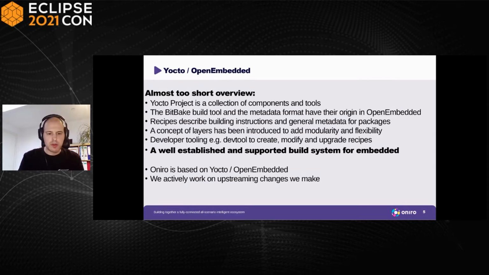So to explain that a bit more, Oniro is Yocto-based. A lot of the things we are doing is based on the layers and all the concepts they have, and we are adding to that. And we are actively working on upstreaming the changes we do. Some of them are just for our distribution, so they are not really worthwhile to upstream, but core concepts and core changes and stuff like that, that is what we are working on to upstream.